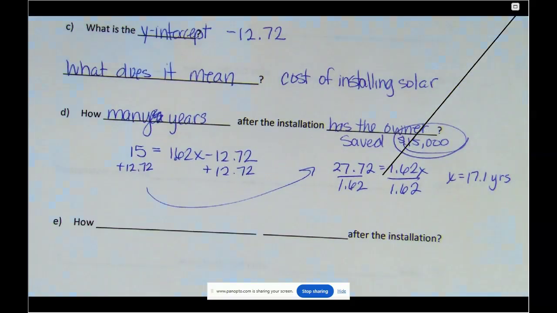So, you guys, I only know this because my husband keeps yapping at me about installing solar panels. It takes a long time to make it worth your while. 17 years before you've saved $15,000. Okay? Long time. It's a long-term investment to do that.